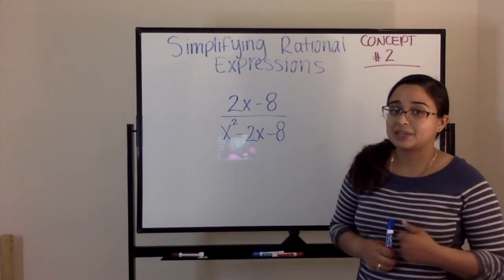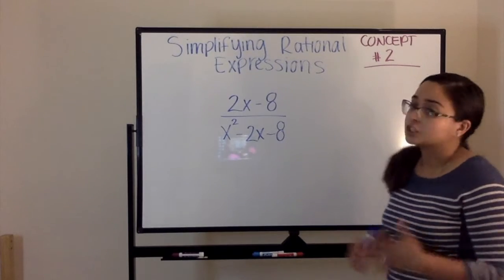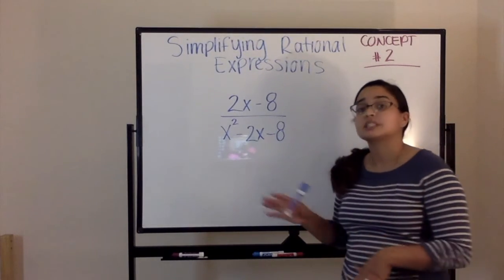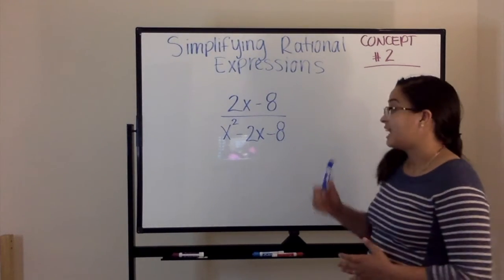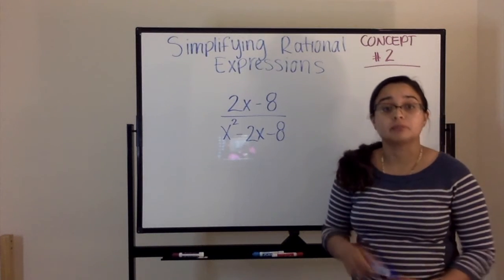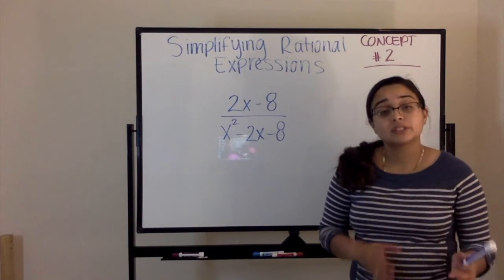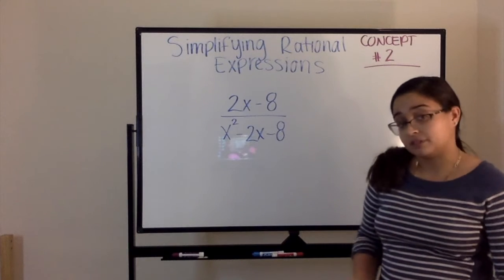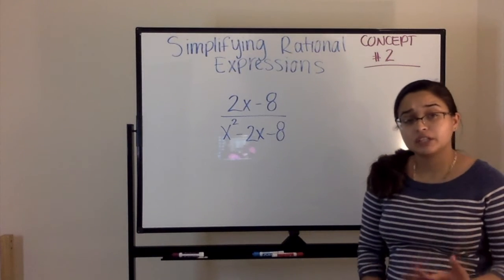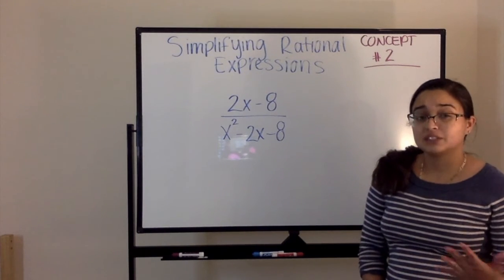Now, for your assignment today, I want you guys to simplify this rational expression that has a trinomial on the bottom. Of course, follow the same steps I took in the previous example. If you need any further help, please don't hesitate and ask.